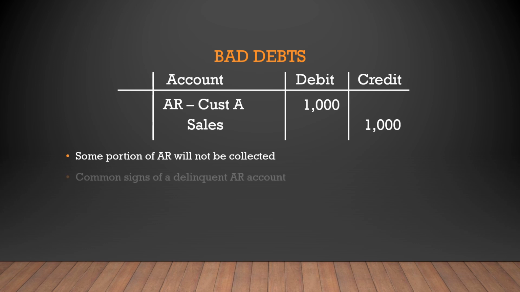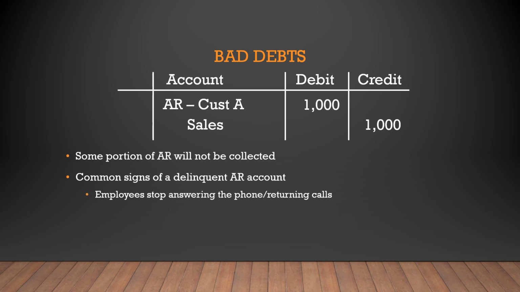Common indicators that a particular customer's AR account may be delinquent include the same reasons a friend or a family member probably won't repay money he or she owes you. Specifically, the company's employees stop answering the phone or returning calls. Now, you might be able to make contact using email, but getting a live person on the line is impossible.